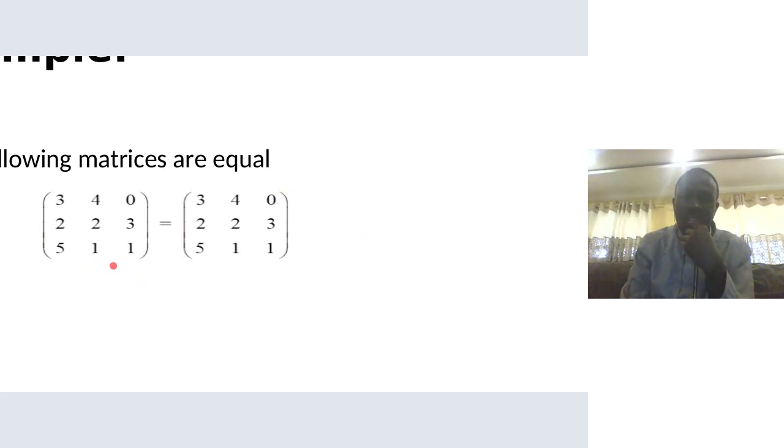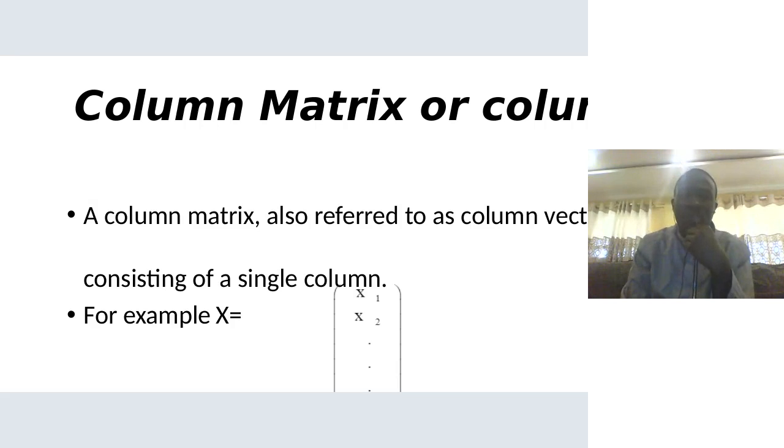So I was saying that the two matrices that I've given out there are equal because, one, they have the same set, meaning they have an equal number of rows and an equal number of columns. Number two, the corresponding elements in the two matrices are also the same. So that is the first property, equal matrices.